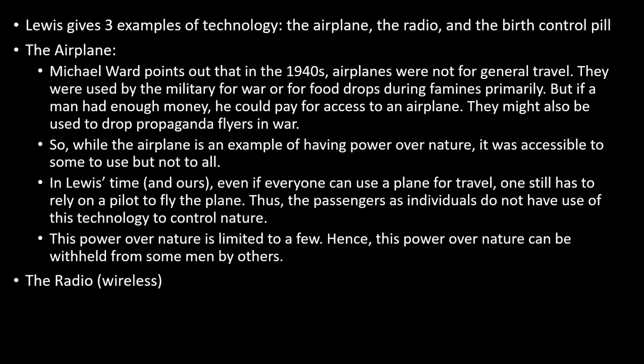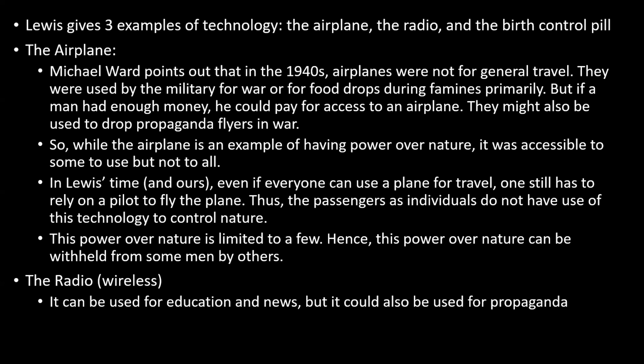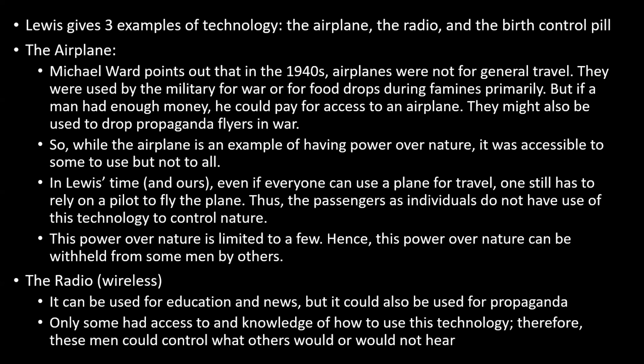So the radio, what he calls the wireless, similarly, could be used for education, it could be used for news, but it could also be used for propaganda. And again, with the radio, only some people have access to it, and only some people have knowledge of how to use it. So again, Lewis says that even with the radio, we see an example of how some men could use this power, and these same men could withhold this power from others. Men could also control what other men would or would not hear.